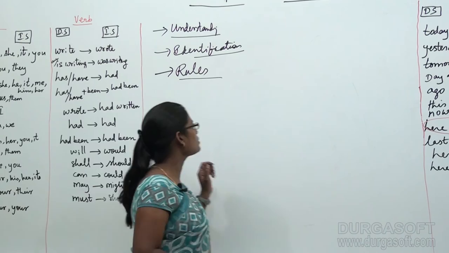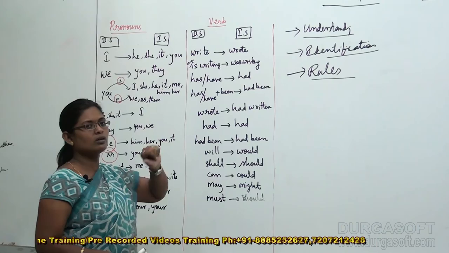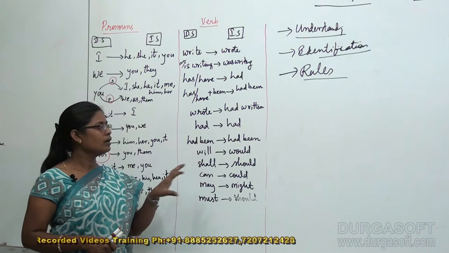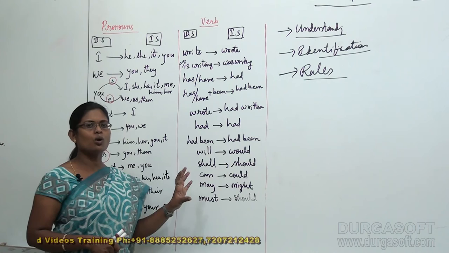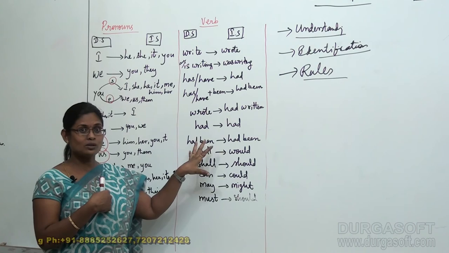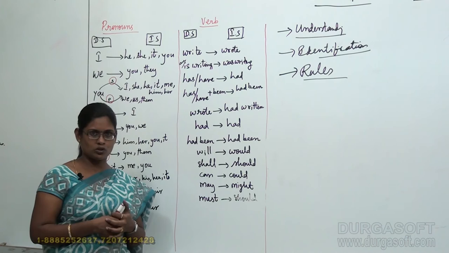Now let us understand how a direct speech gets converted into indirect speech in terms of verbs. Let us see this table. This is a very important table, something like the soul of the body, the soul of a human body, right? So the soul of the human body is the heart. So it's not the soul of a human body, I'm so sorry. It's the soul of direct and indirect speeches.